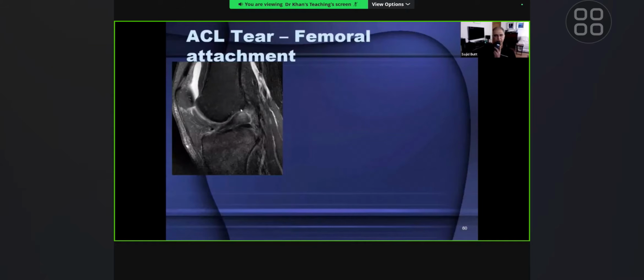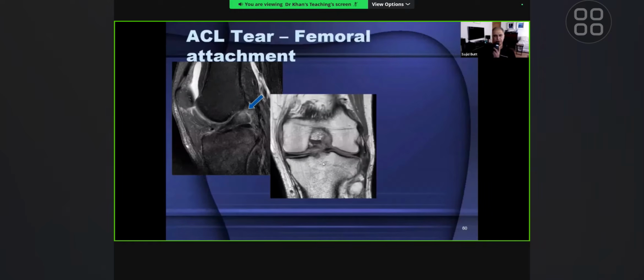The femoral attachment of the anterior cruciate ligament is the one which gets torn more commonly. And once it gets torn, you will notice that the ligament fibers tend to sag within the intercondylar notch. Instead of showing a normal taut appearance, it shows a more flappy and horizontal appearance.